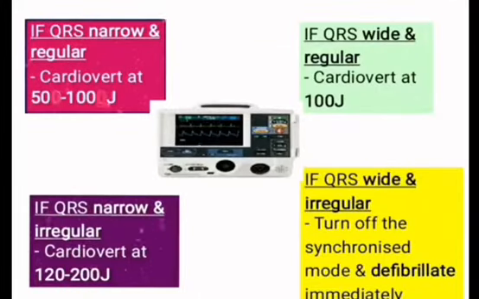Here are the synchronized cardioversion starting doses. If the QRS is narrow and regular, cardiovert at 50 to 100 joules. If the QRS is wide and regular, cardiovert at 100 joules. If the QRS is narrow and irregular, cardiovert at 120 to 200 joules. If the QRS is wide and irregular, turn off the synchronized mode and defibrillate immediately.